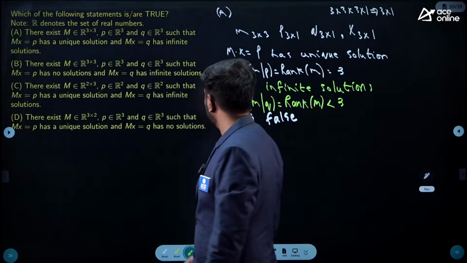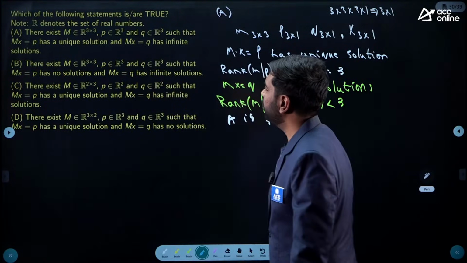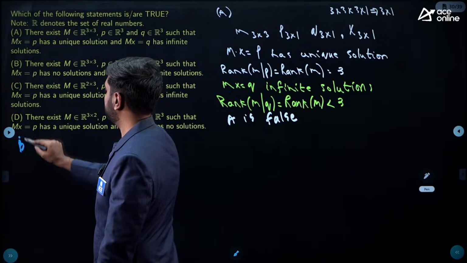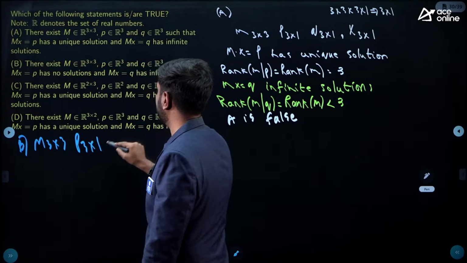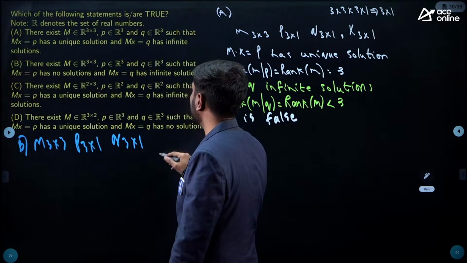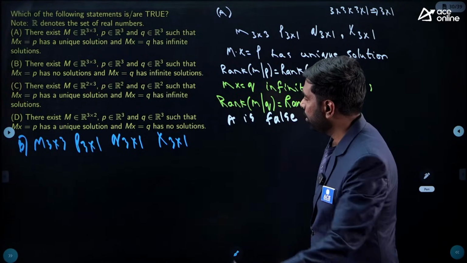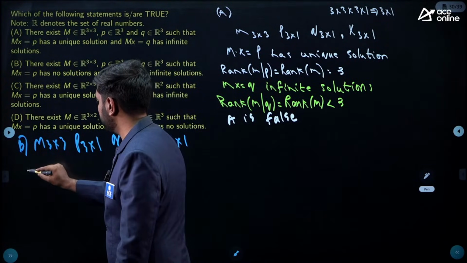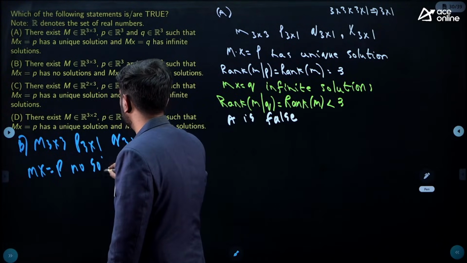Let us analyze option B. So what are they saying in option B? So once again, write what is M. So this is option B. M is a 3 cross 3 matrix, P is a 3 cross 1 vector, Q is a 3 cross 1 vector, and X is also a 3 cross 1 vector. According to them, Mx equal to P has no solution.